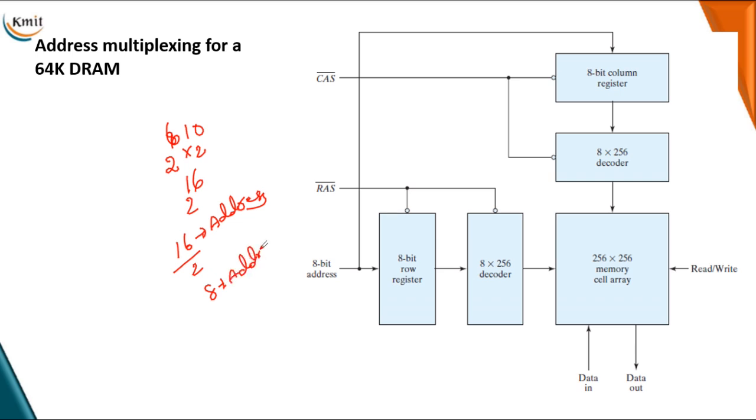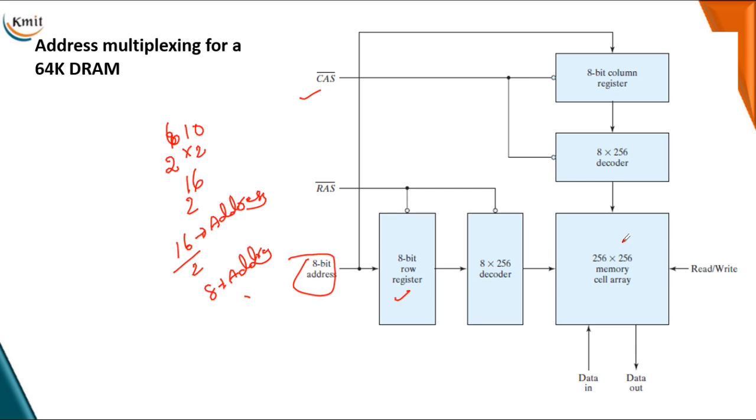Using these 8 address lines, first we transfer the lower significant address bits through the 8-bit register to the row register. Upon enabling the CAS, the column address register, the next 8 bits are transferred to the 8-bit column register. The decoders used are 8 into 256 decoders. Now using coincident decoding we can obtain a total of 64 kilo words.